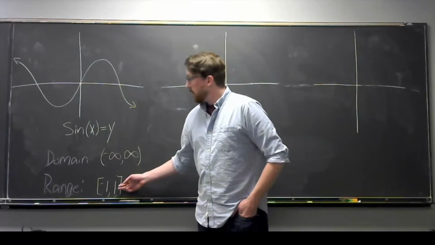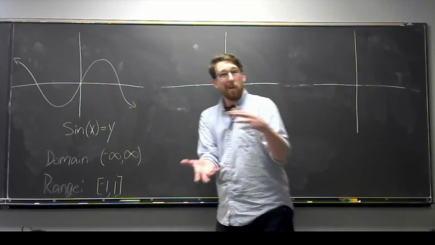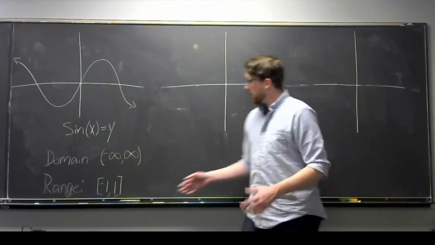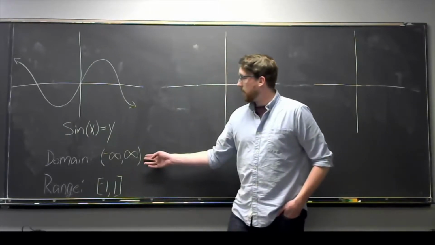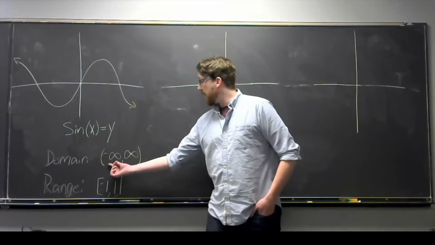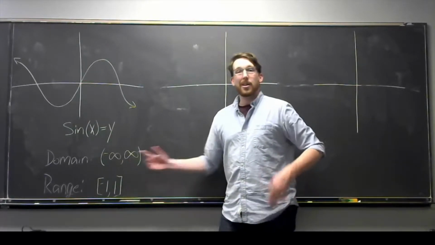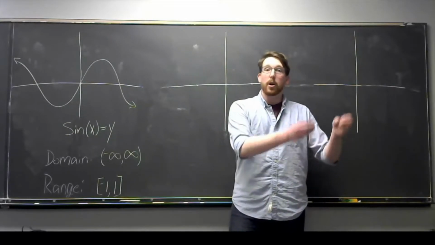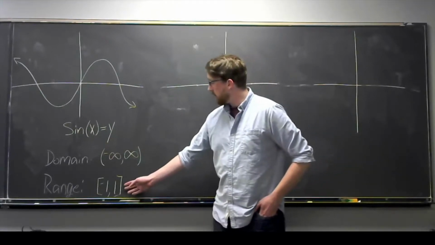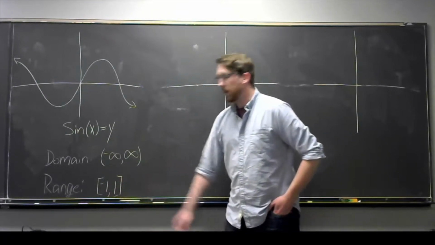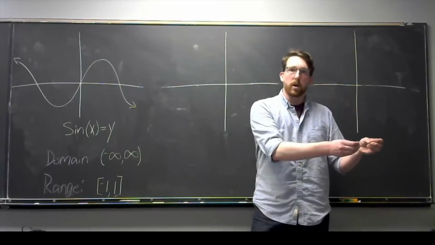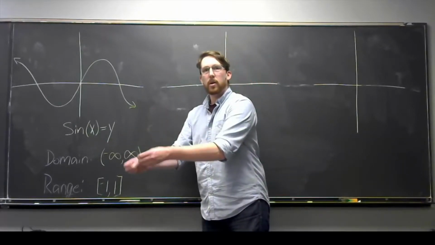Range is kind of the same idea, except it's all of your outputs. It's just the set of all possible outputs. And notice the notation that I use here. What I'm saying is the domain is the interval from negative infinity to infinity. This means it's all the possible x values from negative infinity to infinity. The range, I'm saying, is negative 1 to 1. So it's all the y values from negative 1 up to and including 1.